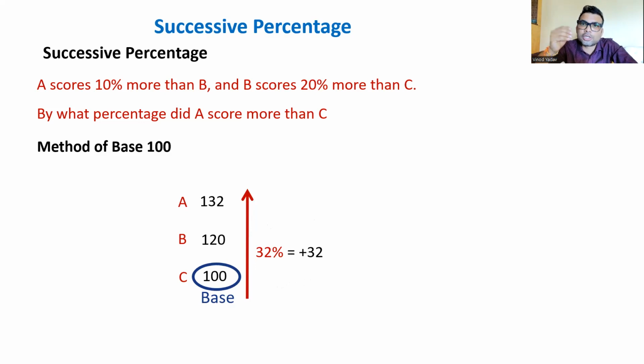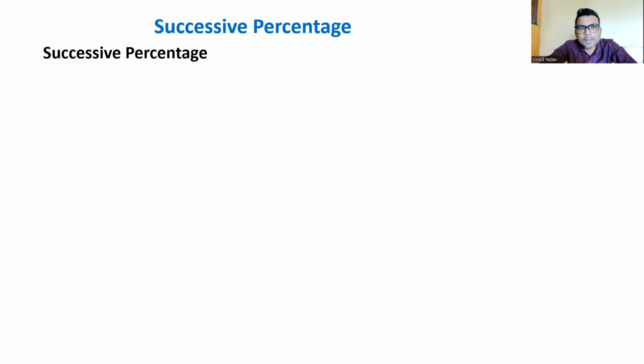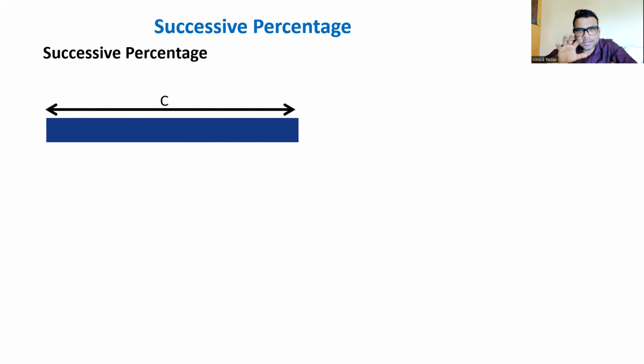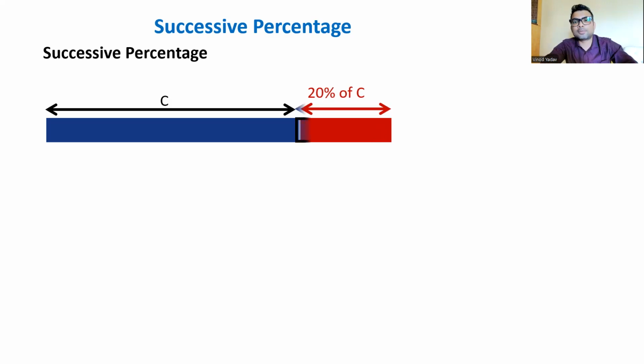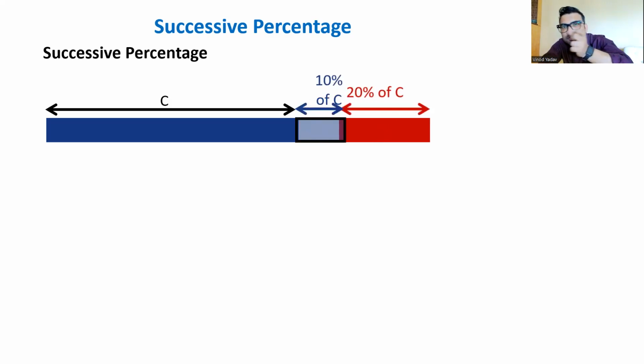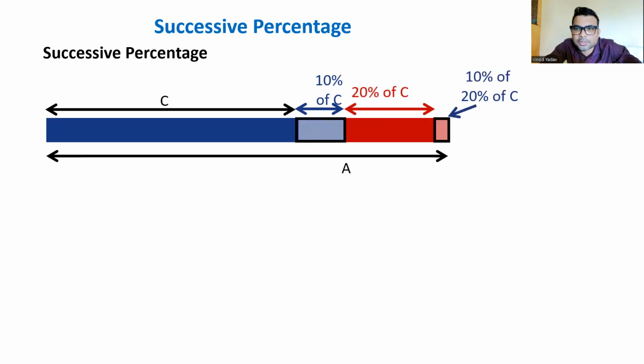There was a consecutive change, successive change. Let's understand this through a diagrammatic manner. So whatever the C is, this blue part. B is 20% extra, so C plus 20% of C. This full blue plus red is B, right? Now A is 10% more. So logically that blue portion will also increase by 10% and this red portion will also increase by 10%. So blue portion was 10% more than C, extra increase, and this red increased something.